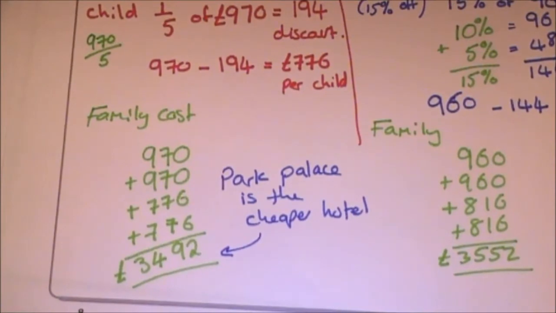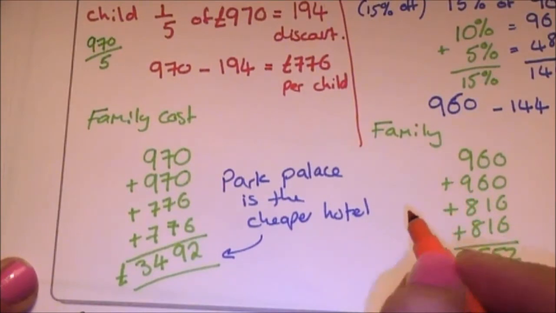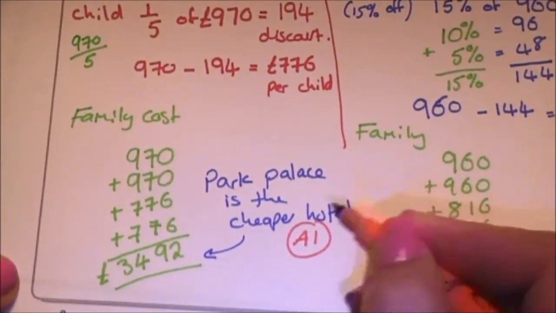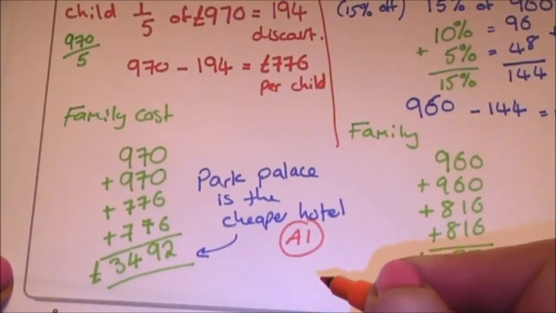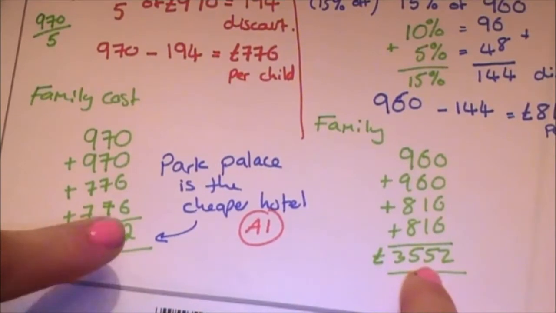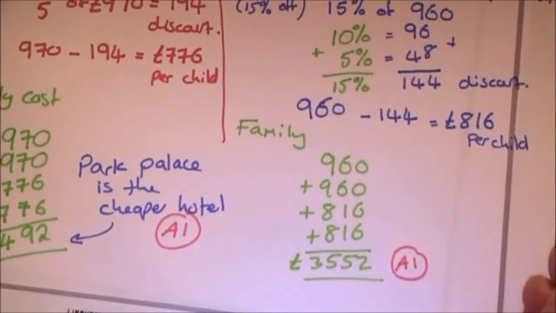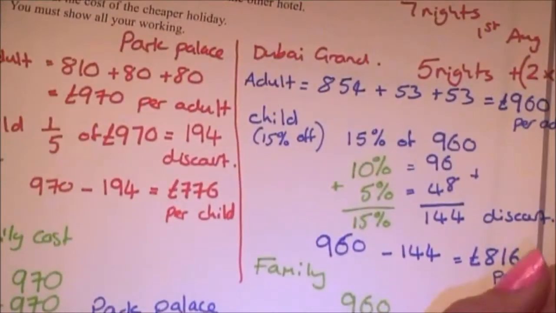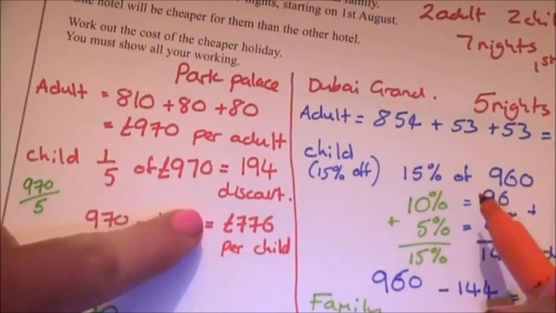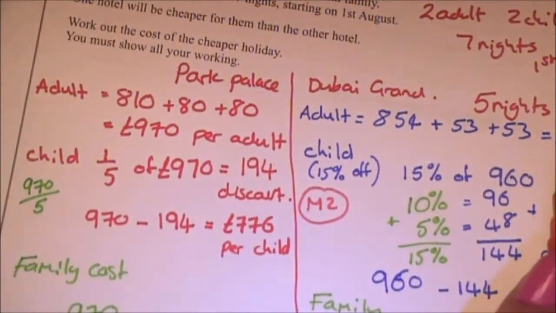Now for the mark scheme. Okay, this is quite a complicated one to break down, but I'll work backwards. Your first mark is an answer mark for correctly identifying that Park Palace is the cheaper hotel. Now, there's a second answer mark, and that is for getting either one of these correct. So I got them both right, so I get the second answer mark. Now, there are 2 method marks at this stage where we have correctly found the discount and the price of the child. So that's actually worth 2 marks there.